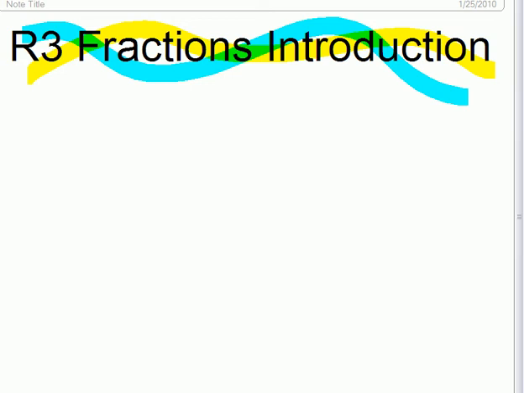Okay, in the next two sections we're going to be looking at fractions. We will be multiplying, dividing, adding, and subtracting. But before we do that, we need to talk a little bit about what fractions actually are. You think, well, I know what a fraction is.